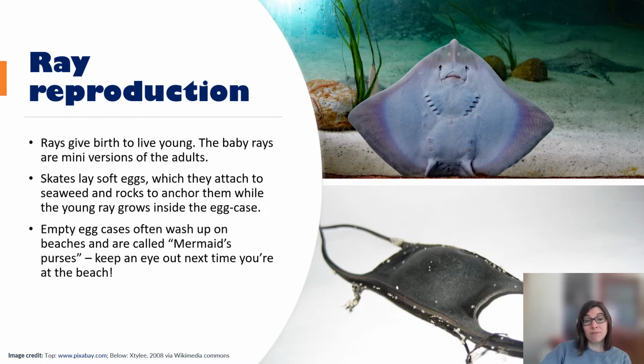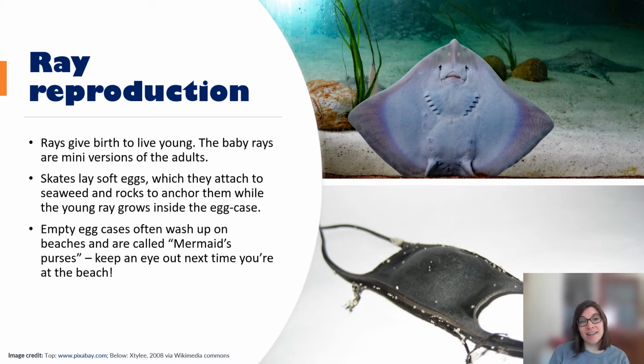So they have their little baby ray inside of this egg case that looks like this on the bottom here. They're quite square egg cases, and they tie these onto seaweed or rocks, and that helps the egg case to stay safe if there's a lot of waves crashing around. And then once the little baby ray is fully developed, it'll hatch out of that egg case and swim away.